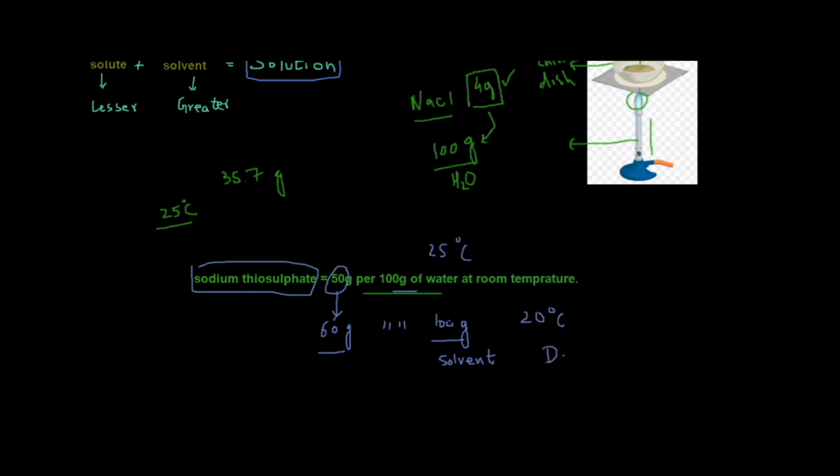So keep in mind this point, that once you increase the solute quantity, 60 gram of sodium thiosulfate, and the solvent remains the same, but you have decreased the temperature, what does this mean? It means with a decrease in temperature, solubility also decreases.